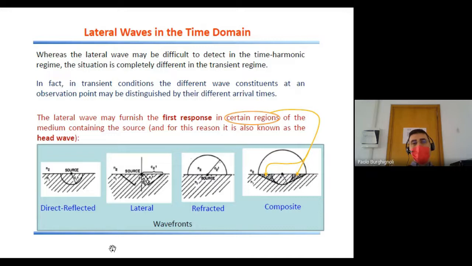In particular, consider again a source very close to the interface. On the left, you can see the shape of the wavefront that is propagating in the lower medium, number 1, with some velocity c1.